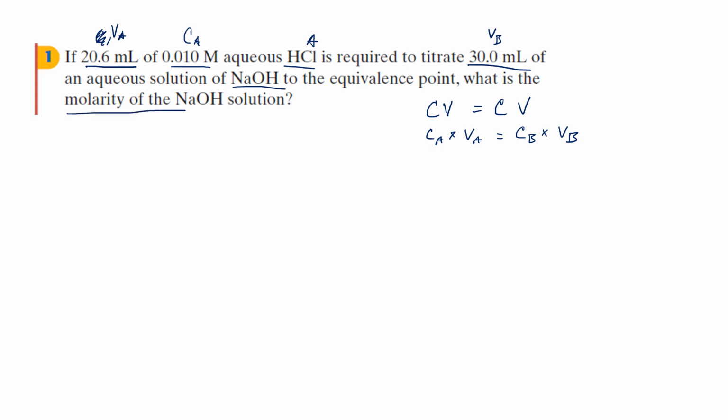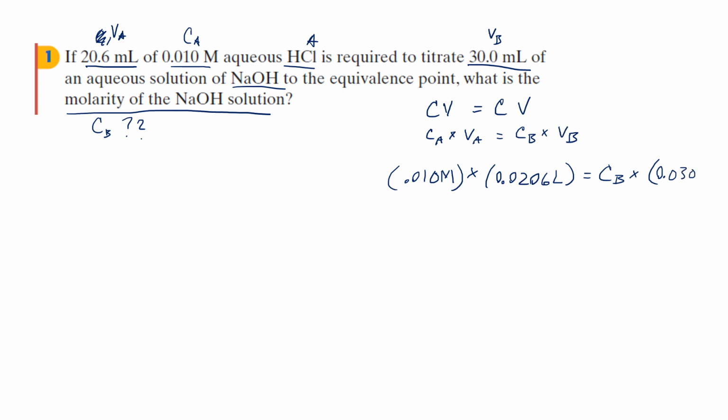And then what is the molarity of the NaOH solution? So we want the concentration of the base. Good. So let's just plug in. Ca is 0.010 molar. All right. Times Va. I'm going to do some mental math and divide that by 1,000. That makes it 0.0206 liters is equal to Cb. That's our variable. Times, and then our volume is 30, so it's 0.030 liters. Good. Divide both sides by 0.030 liters.